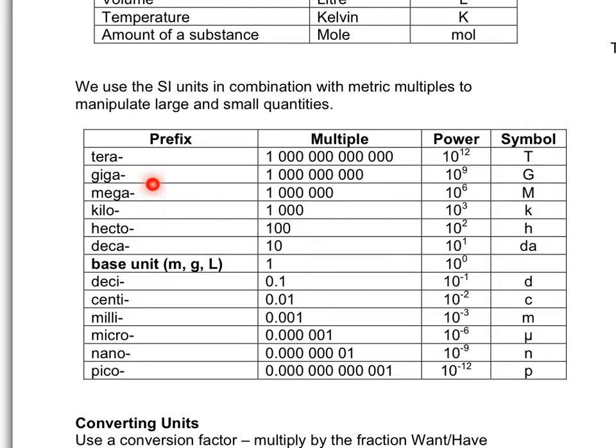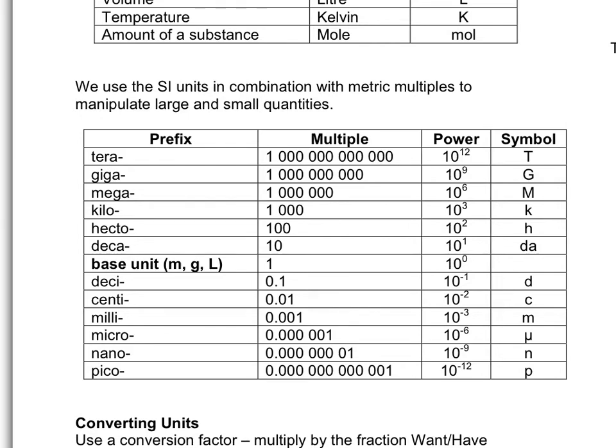The ones above you probably know in reference to computers. We measure memory in the base unit bytes. Well, if you have 1,000 bytes, it's called a kilobyte. 1,000,000 bytes, that's called a megabyte, and so on. This chart you do not have to memorize, but it's handy here to show you the different metric multiples that can be used.